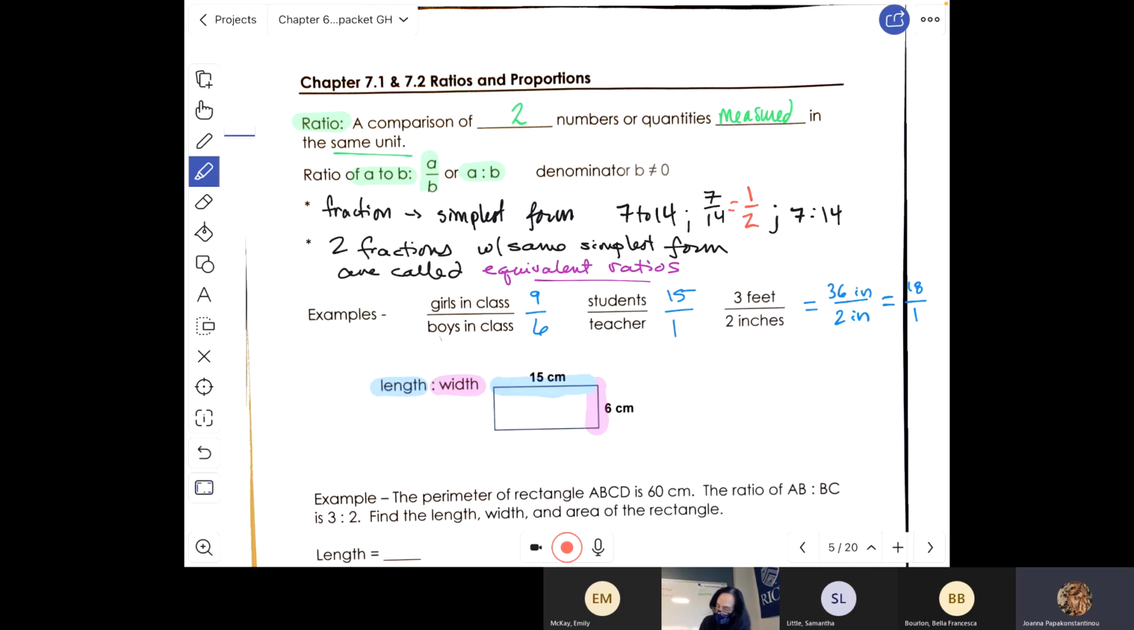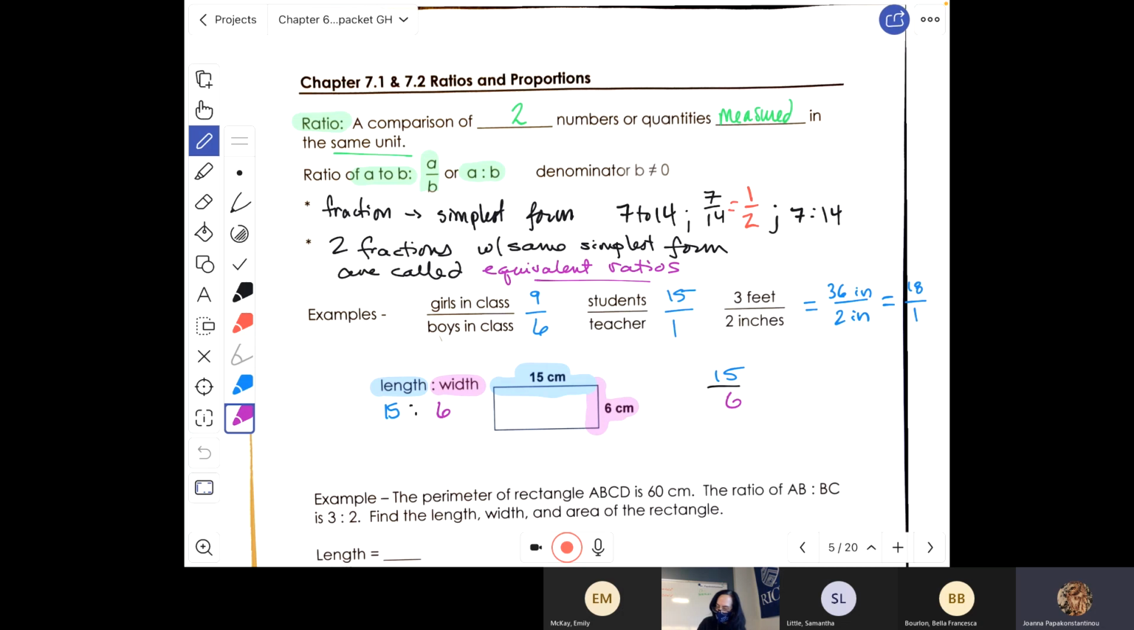So if I wanted to write a ratio of the length to the width, how would I write that? The length would be 15. The width would be 6. They're both in centimeters, so we're good. Now, if I wanted to write that as a ratio, as a fraction, this would be 15 over 6.